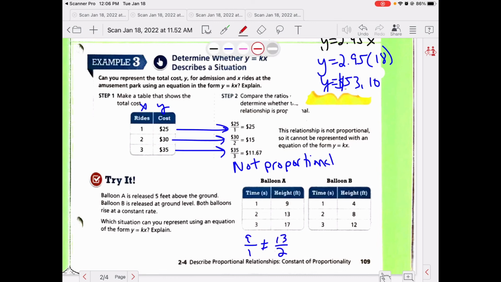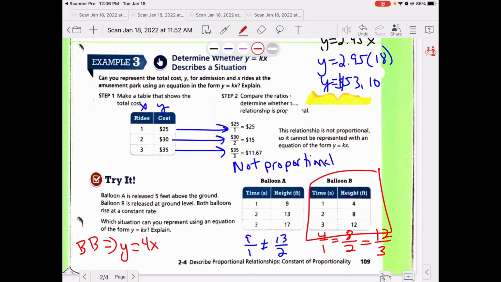But if I do that for that second one, 4 over 1, that does equal 8 over 2. Whoops, that was a bad 8. Sorry about that. Which equals 12 over 3, right? They all equal 4 over 1. So balloon B, we could write as an equation because the constant of proportionality is 4, because it reduces to 4 every time. So this equation, in fact, would be y equals 4x for balloon B.